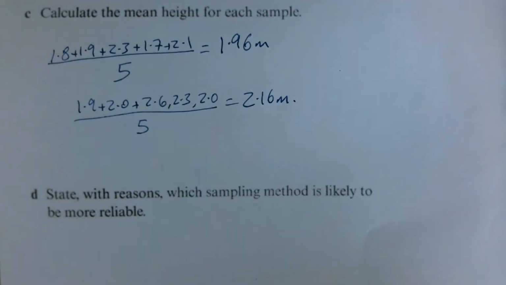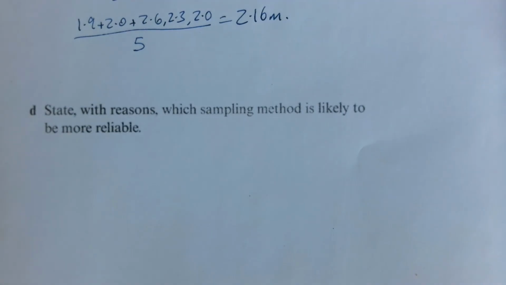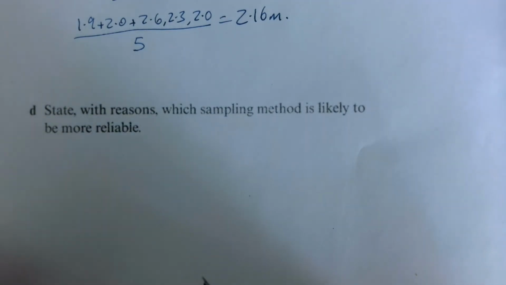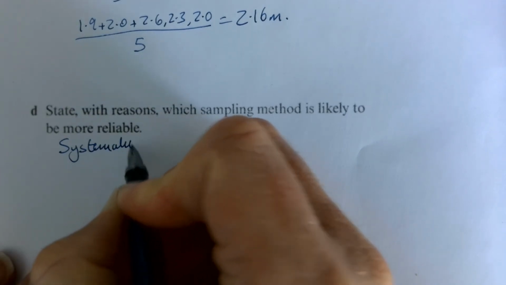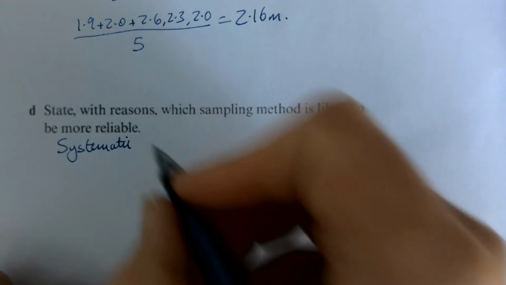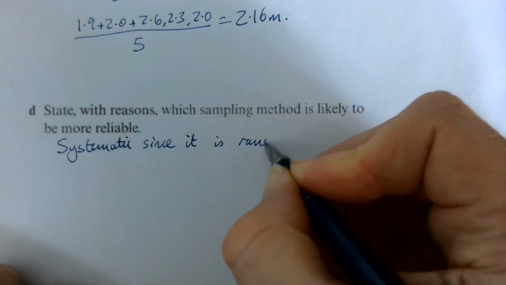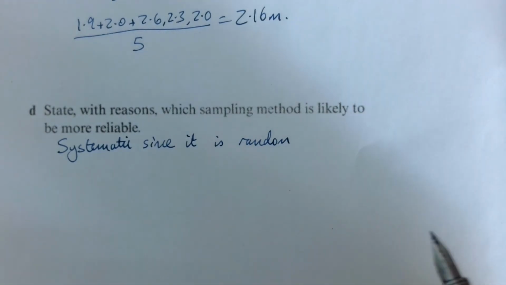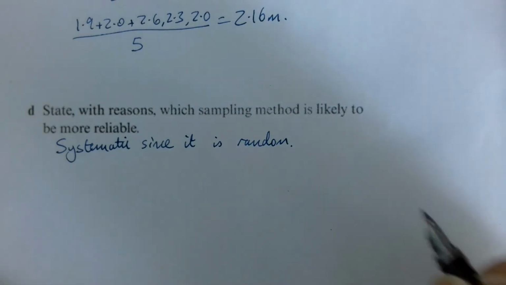Right, now stating with reasons which sampling method is likely to be more reliable. Well, first up, of course, the systematic. And why is it more reliable? Since it is random and more likely to be representative. So that's one thing saying why systematic is good.